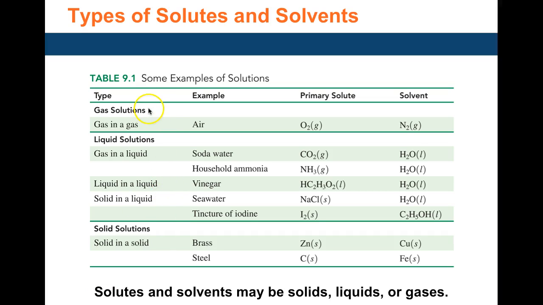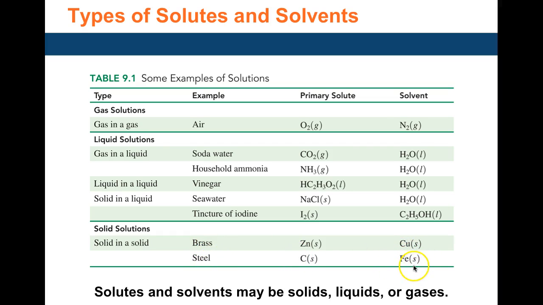So table 9.1 is showing different types of solutions that can be present: gas in gas, as I mentioned, air, or gas in a liquid like soda, or ammonia, liquid in liquid like vinegar, I mentioned that, solid in liquid, salt water, or iodine, which is dissolved in ethanol, or solid in solid like the alloys brass, steel, that's carbon and iron.